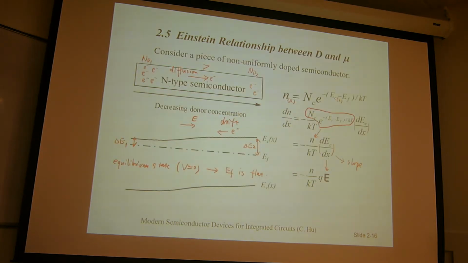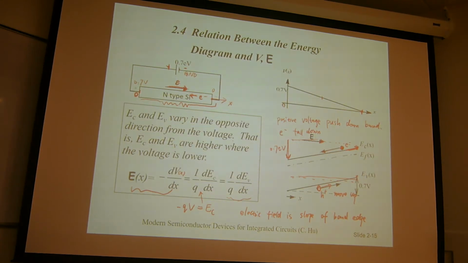So we have another example. The slope of the energy band gives you the electric field, but it's 1 over q times the slope. Because for the energy band, you take that derivative, you have the electric field times q, which gives you the voltage, and then q times the voltage gives you the energy.